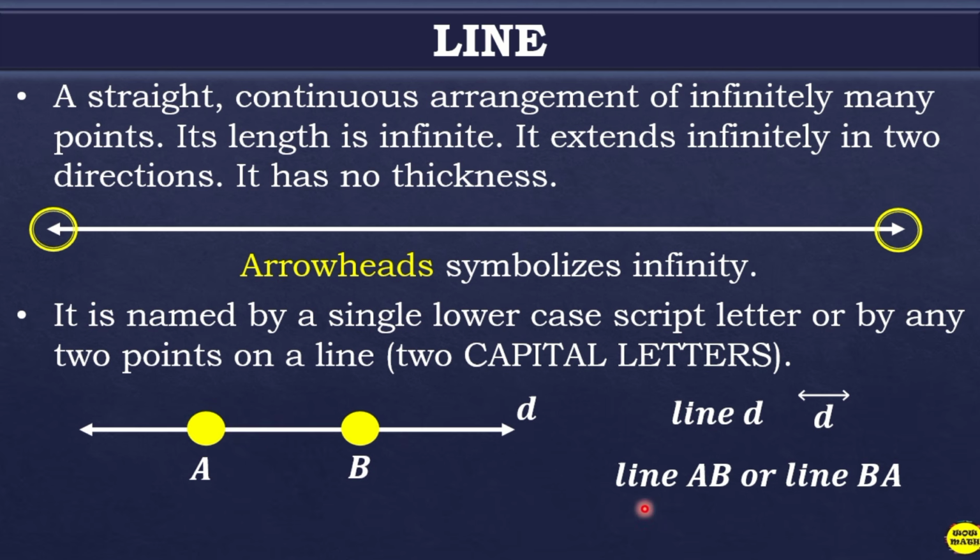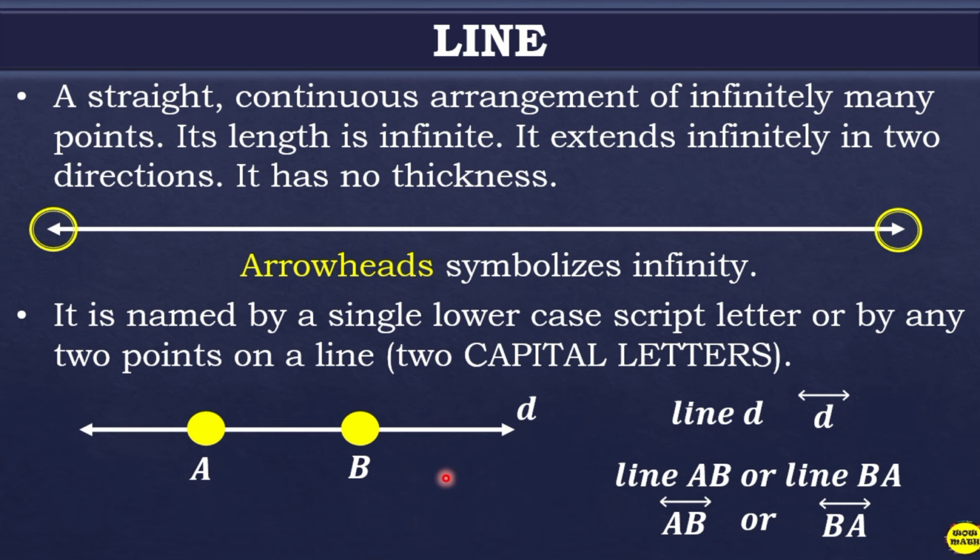Okay? So, in symbol, pwede po siyang ganito, line AB. Pag binasa po natin ito, line AB rin po. Ito po yung line na symbol. So, line AB or line BA. Kapag tinanong po kayo, what is another name for line AB? Pwede pong line D. What is the other name for line D? Pwede pong line AB. So, pag binigyan kayo ng ganitong figure at hiningi po yung dalawang pangalan, ang isasagot po natin line D or line AB.